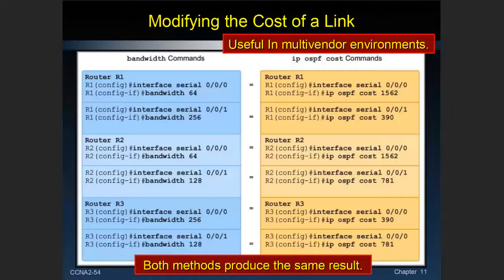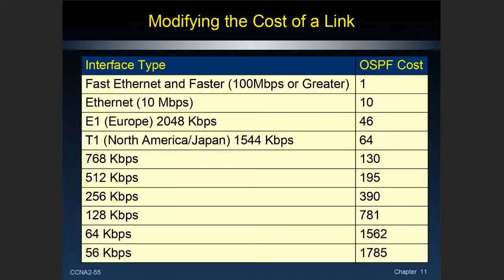Sometimes we have to manually modify the cost if we're in a mixed, multi-vendor environment. Most companies are going to use all Cisco routers and all Cisco switches. But maybe you buy another company and they don't have Cisco routers. They have Lucent or Nortel or Ascend or some other brand of router. You might need to use this cost command as a workaround to get them communicating with each other. We shouldn't have to worry about that for the CCNA test.